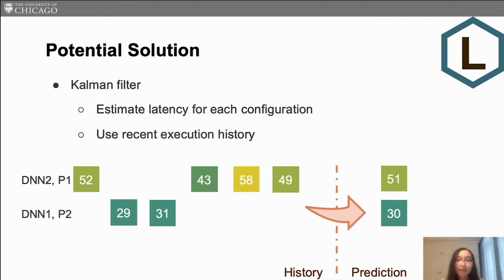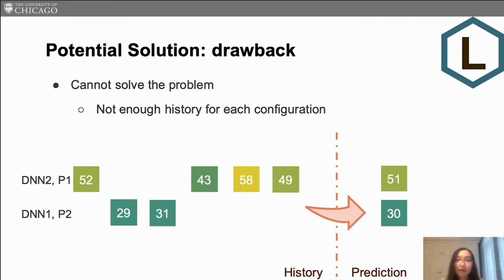To address the first challenge about the runtime variation, we use a Kalman filter to predict latency. It estimates latency for each configuration using recent execution history. However, it cannot solve the whole problem. There are too many combinations, and hence we will have no recent history to feed into the learner. Assume that we frequently use DNN2 under power setting 1 in the recent history. Then we may know DNN2 takes about 51 seconds to finish under power setting 1. But what about the other power settings?